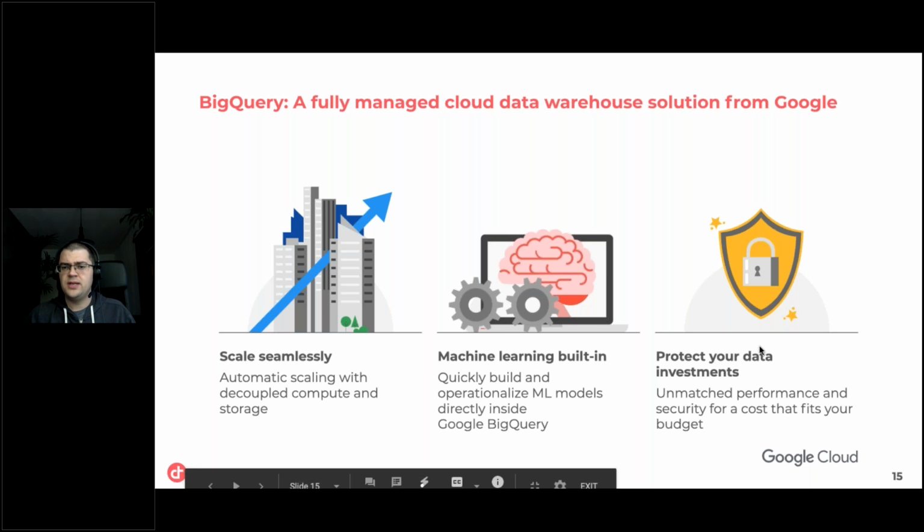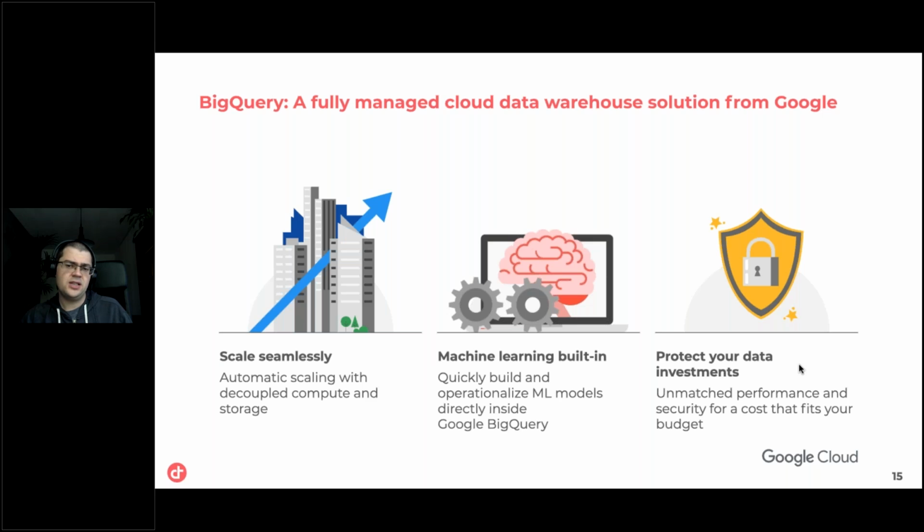And it is really fast. It has unmatched performance. It's best in industry and security for a cost that fits your budget. It's quite inexpensive, relatively speaking. And for security, the whole of Google Cloud is GDPR compliant and also ISO 9001, which was a requirement from this particular customer. So it met all the security and compliance standards, even in a very tough industry.